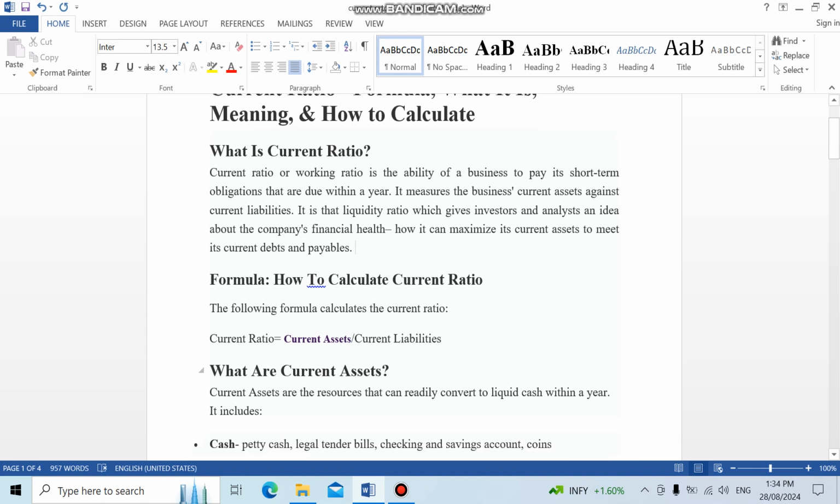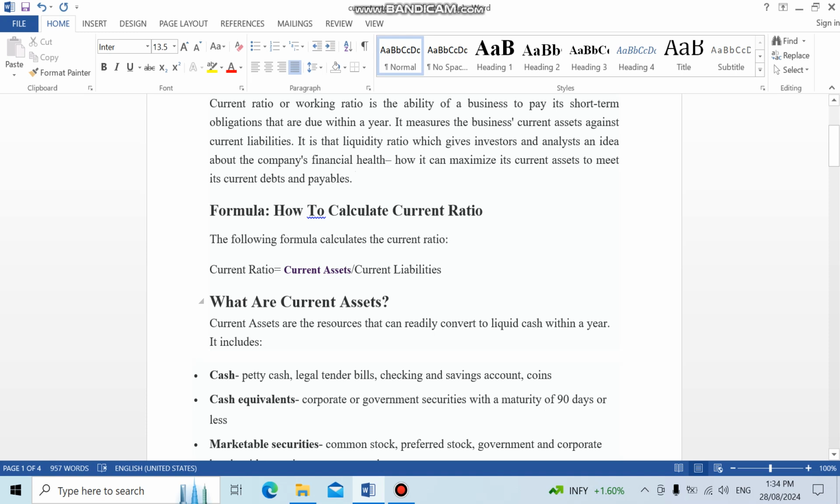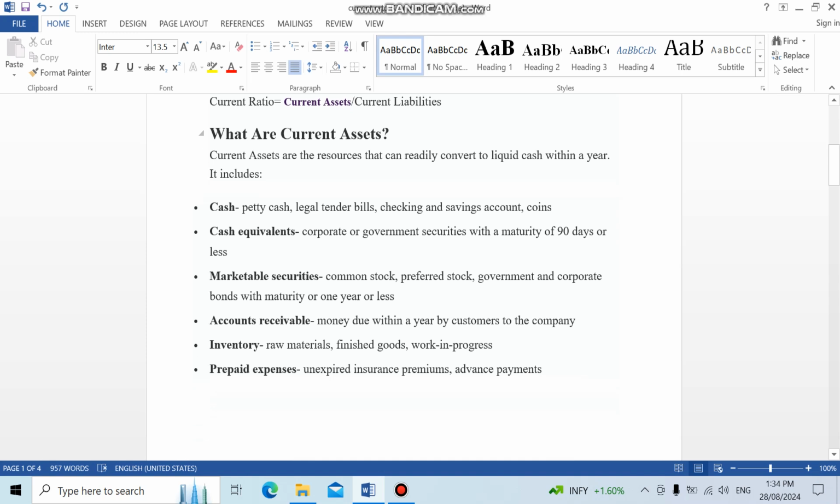Now, what is the formula to calculate current ratio? The formula is: current ratio is equal to current assets divided by current liabilities. What are the current assets? Current assets are the resources that can readily be converted into liquid cash within a year.